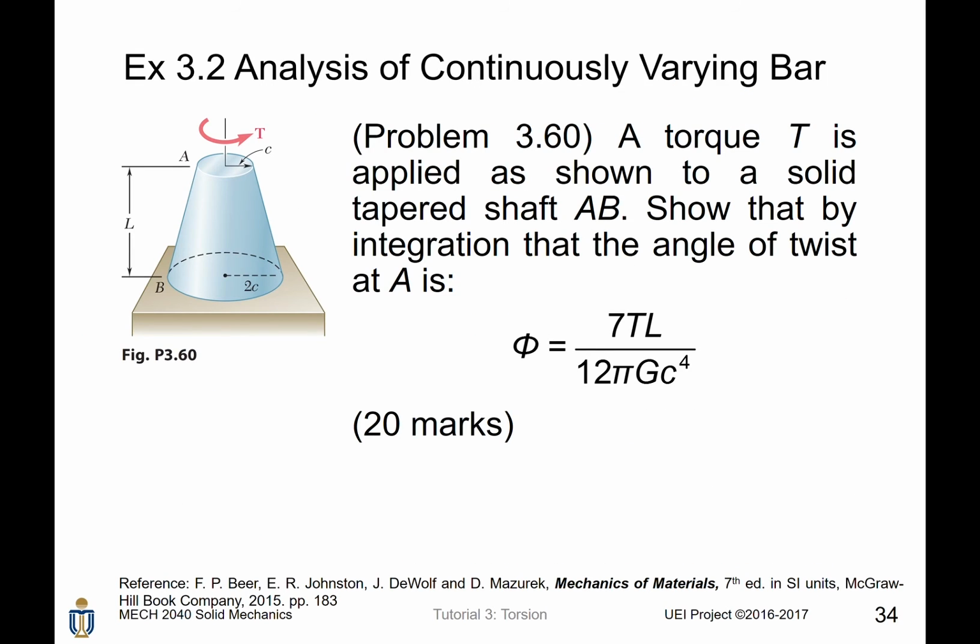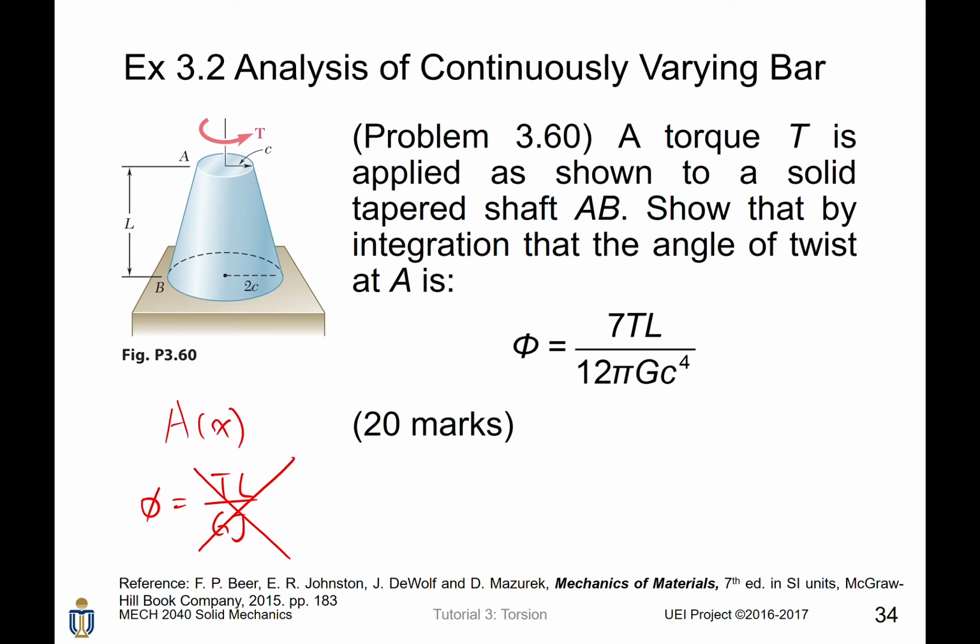After discussing a problem about multiple shafts, now let's discuss a continuously varying bar. A torque T is applied as shown to a solid tapered shaft AB. We cannot use phi equals TL over GJ anymore.